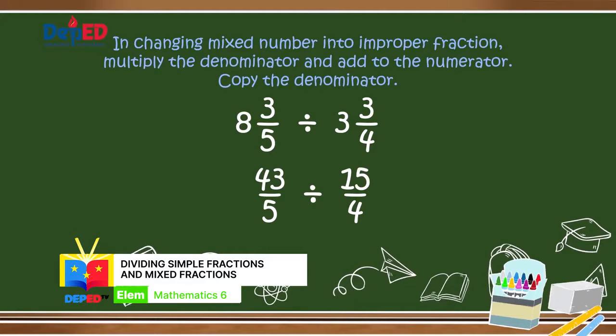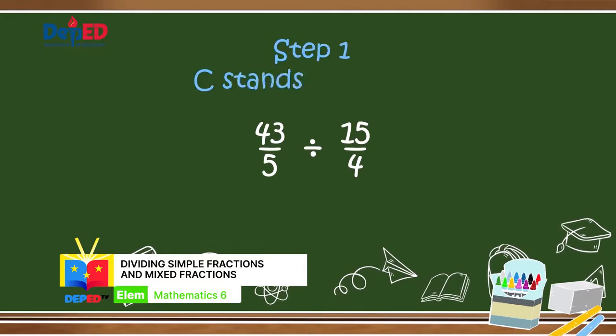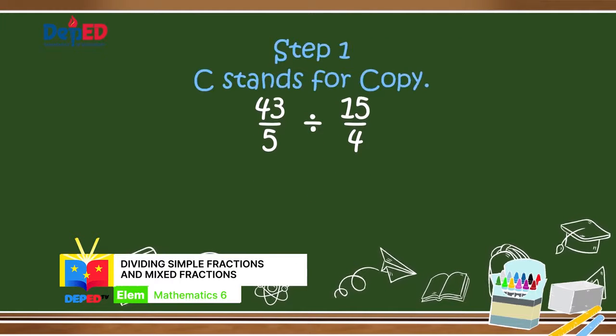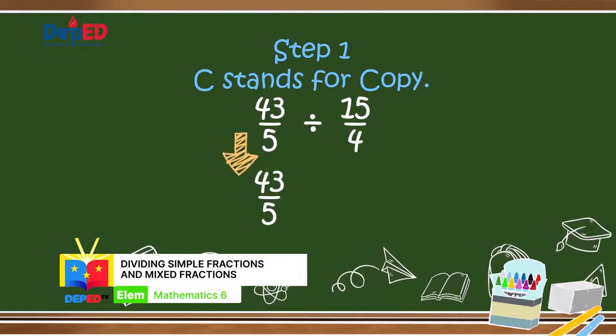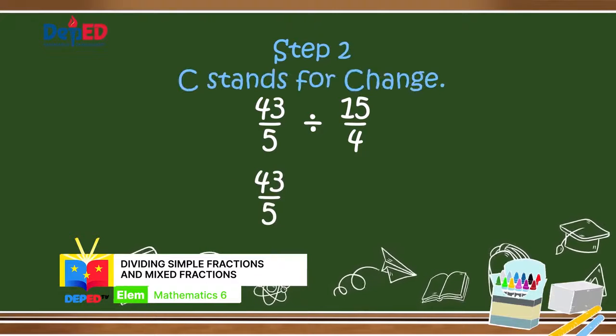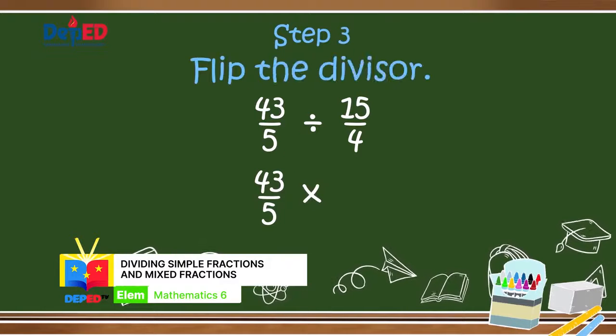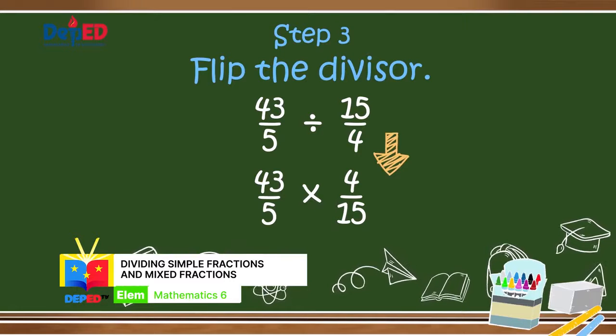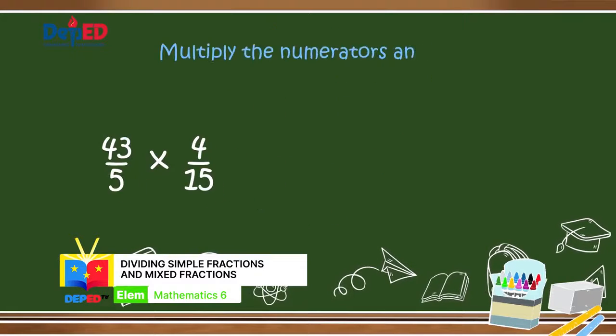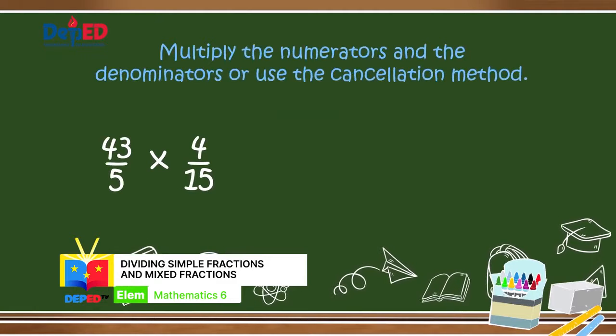Now, let's solve it step by step. Step 1. Copy the dividend, 43/5. Step 2. Change the operation to multiplication. Step 3. Flip the divisor 15/4 to 4/15, equals 43/5 multiplied by 4/15. Multiply the numerators and the denominators, or use again the cancellation method in multiplying fractions.